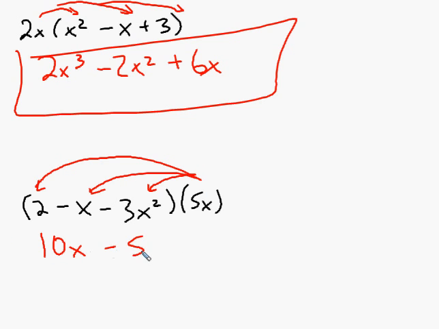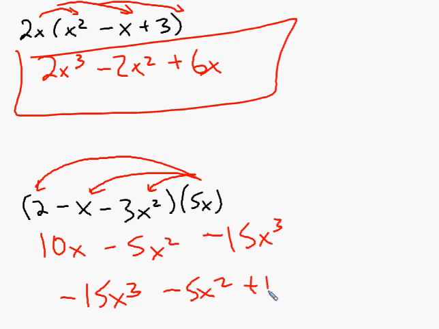10x minus 5x squared minus 15x cubed. This is not in standard form, so I will write it in standard form by moving around my terms. Notice the negative goes with the number that it's in front of. And that's my answer there.